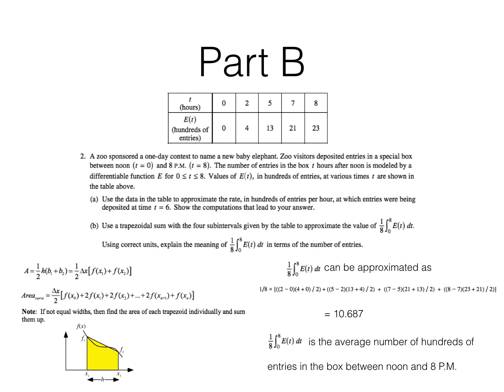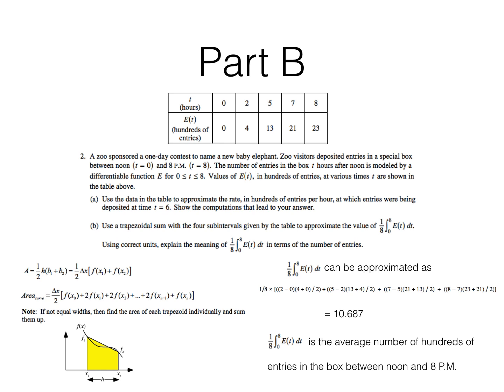So if we look at the bottom left, we see that that's how to do things with trapezoids, and that's what we're doing here. First we're going to approximate that. We're going to put the 1 over 8 to the outside, and multiply it by our trapezoidal approximation. We can't use the shortcut for the trapezoidal sum, but since it says note, if not equal widths, then find the area of each trapezoid individually and sum them up, that's what we're going to do.